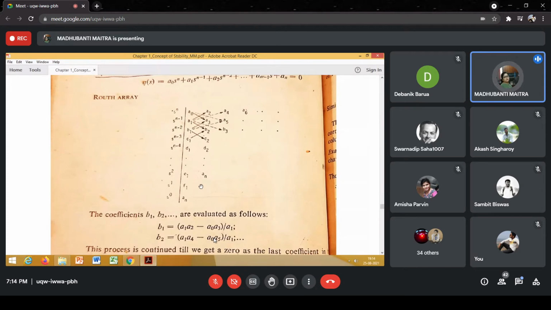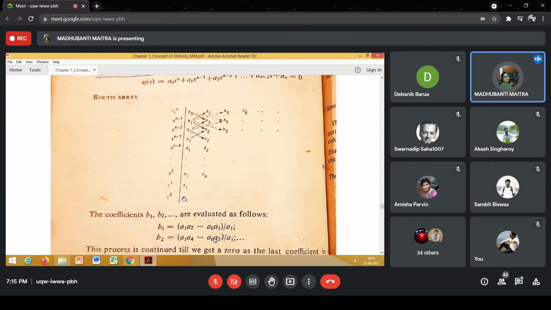We'll find that the second term of the s to the power 1 row is 0, and so this term will be f1 into an minus e1 into 0 divided by f1. Can you follow this? f1 into an minus e1 into 0 divided by f1. So what will be the value? An. Right. So the s to the power 0 row will contain a single term which is an.